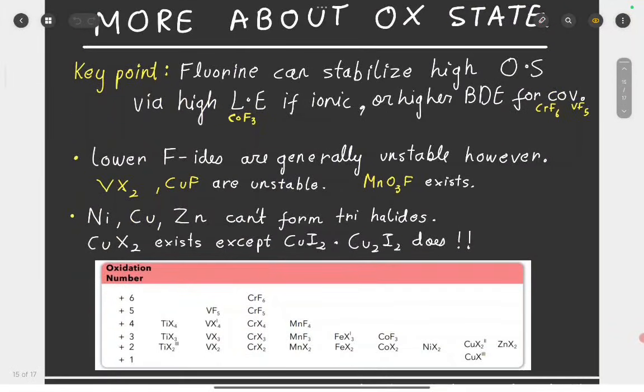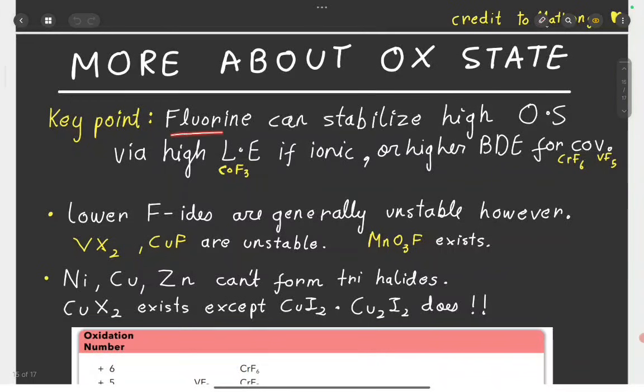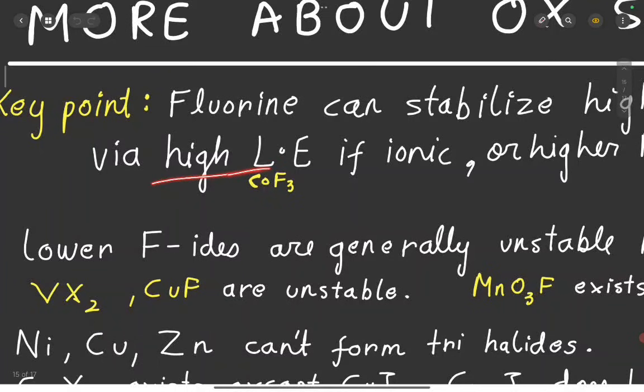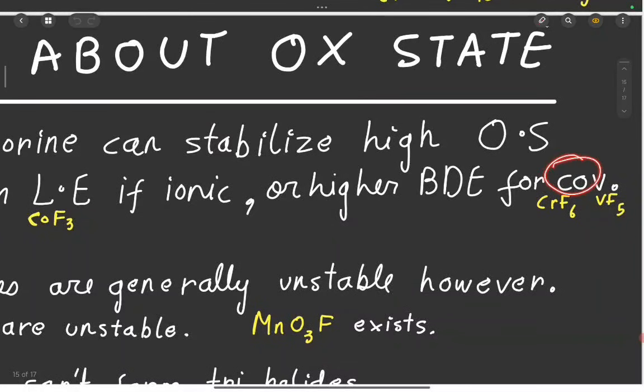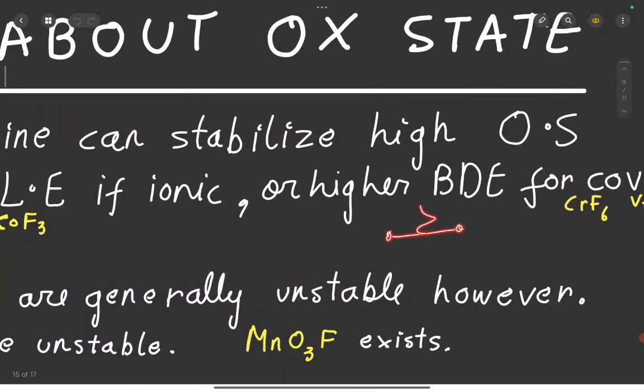Okay. Now let's learn a bit more about the oxidation states and ability of fluorine. Fluorine has the ability to stabilize high oxidation states. Why? They have asked this in a PYQ before. This is because in ionic compounds, fluorine forms compounds with very high lattice energy. And in covalent compounds, it forms compounds with very high bond dissociation energy. Like a covalent bond with high bond dissociation energy, it's hard to break.